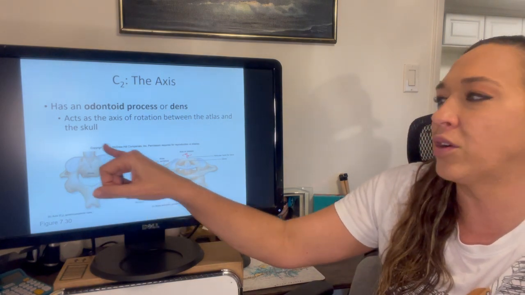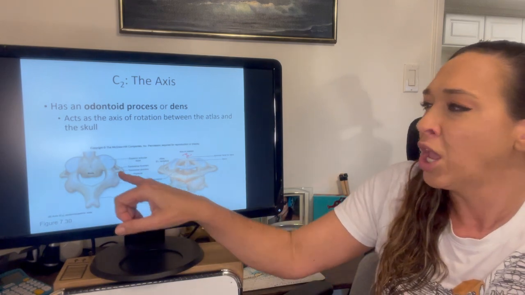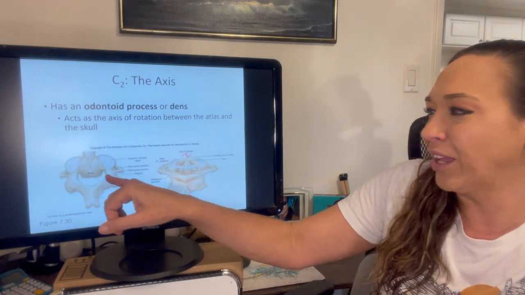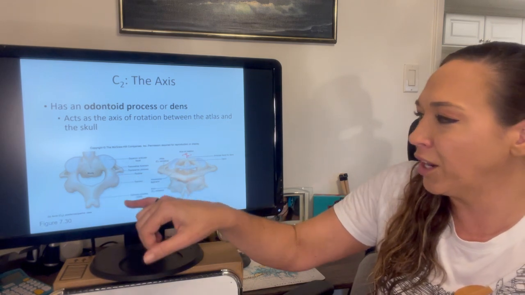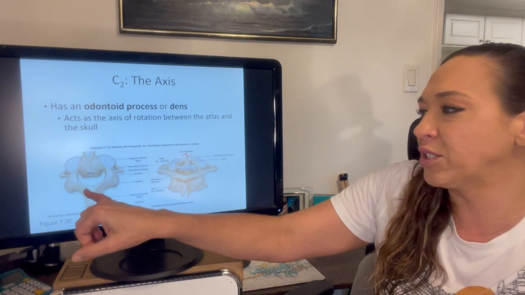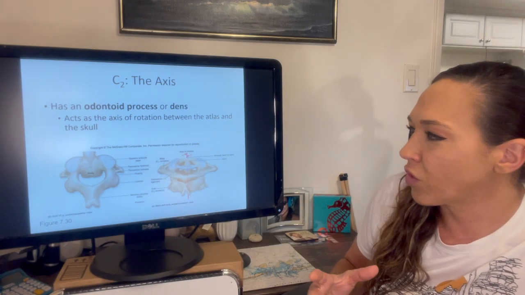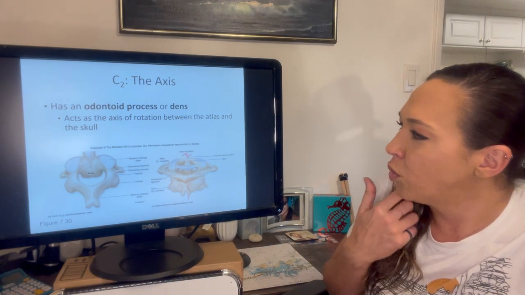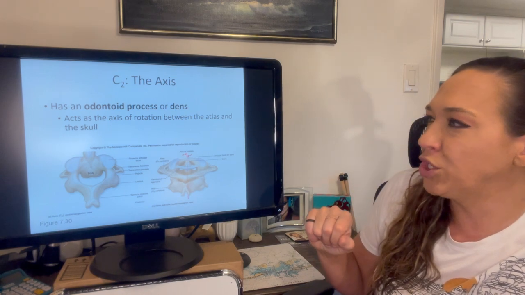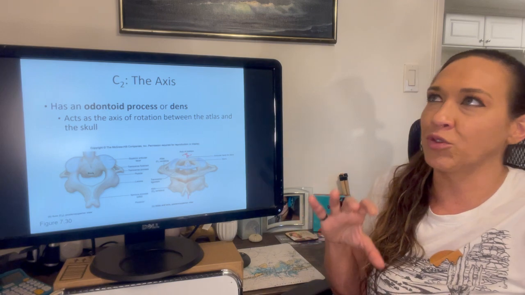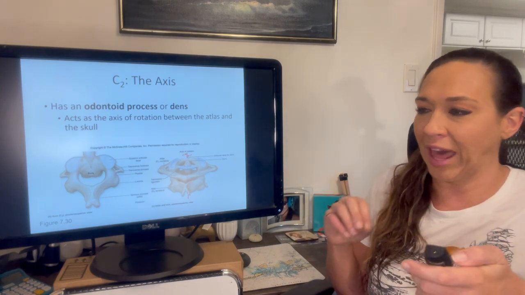We do have these superior articular facets, just like the last one. The transverse foramen, just like we saw before, the pedicle area right here, the lamina, we've got our spinous process right here. It's pretty much all the same. We do have an area of rotation, which is cool. So this basically allows for rotation between the axis and the atlas.